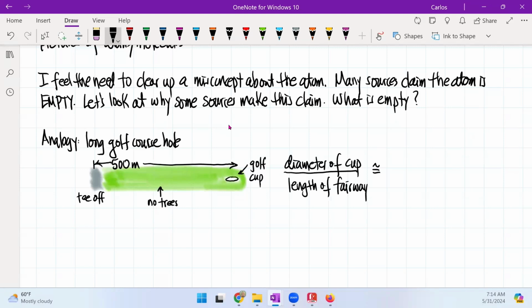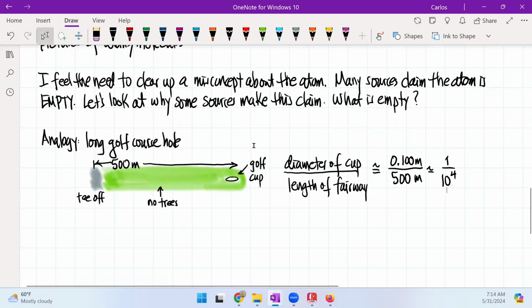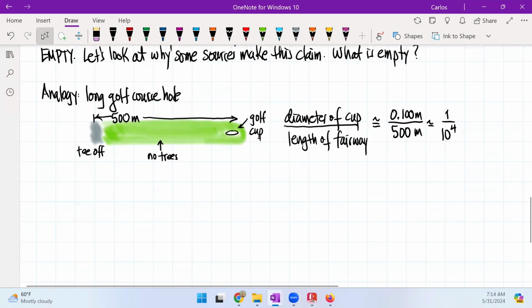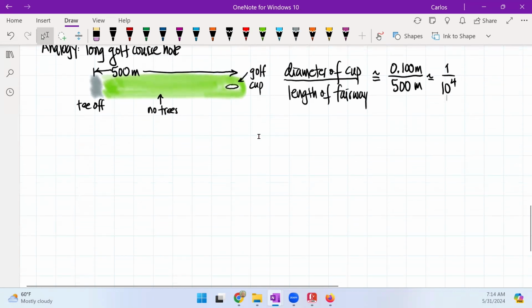And it turns out that this is roughly about 100 centimeters. And this guy's about 500 meters. So this is of the order of 1 in 10 to the 4. I'm going to say that that's a good definition of emptiness. One in 10,000. So now let's apply the same type of thinking to an atom.